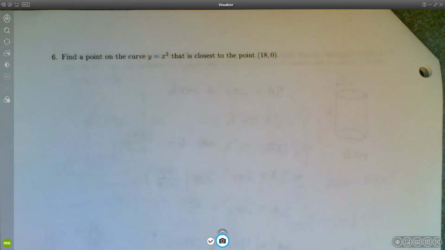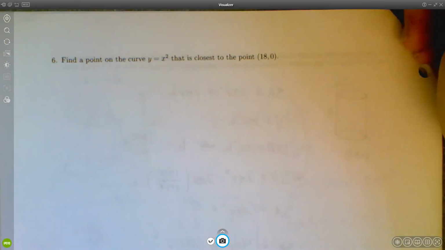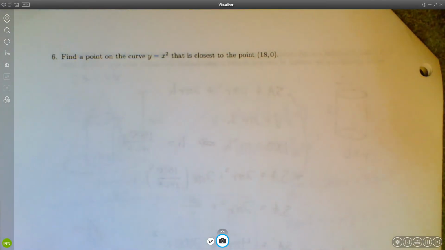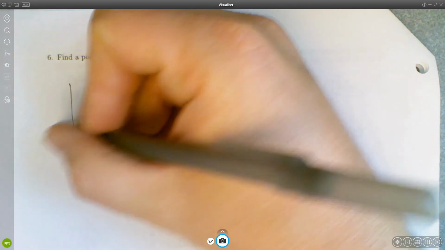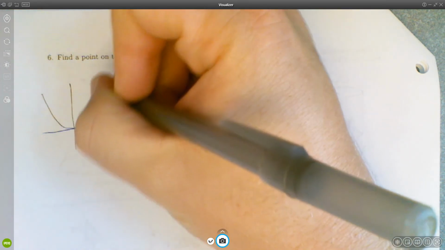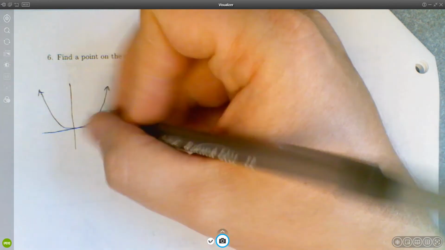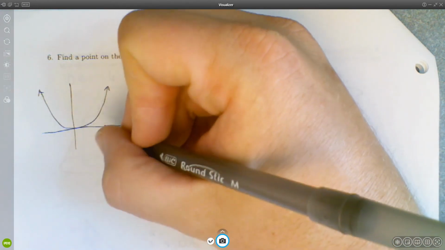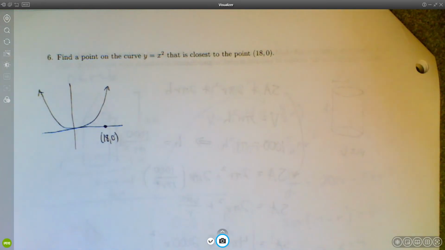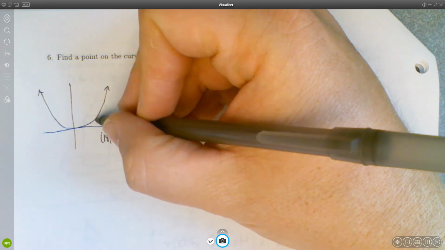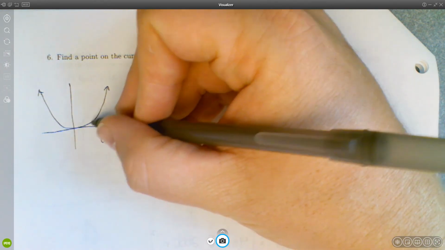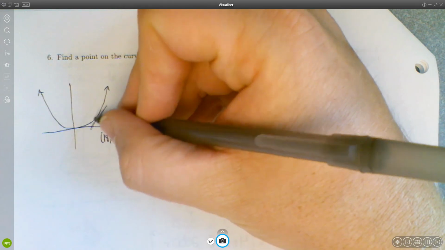So two more. This one says, find a point on the curve y equals x squared that is closest to the point 18, 0. If I were to draw a picture of this, y equals x squared looks like this, right? And the point 18, 0 is maybe out here somewhere. So we're trying to find the point that's closest to this. It's got to be the perpendicular line, so it's got to be like that point right there.